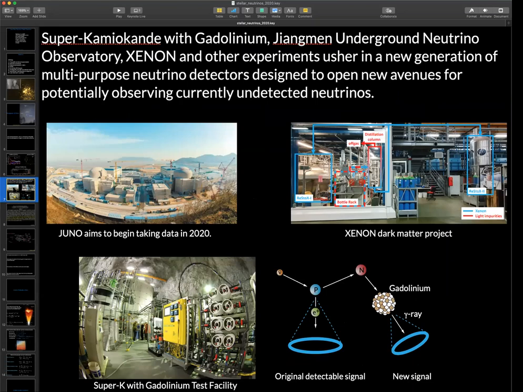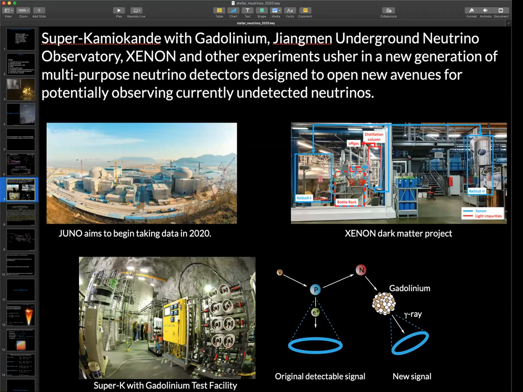In addition to these three well-known cases, there is a whole new generation of detectors coming online. Super-K with gadolinium, JUNO, the Jiangmen Underground Neutrino Observatory, and then you have dark matter experiments like XENON and other ones. These things are going to usher in a new generation of multipurpose neutrino detectors designed to open up avenues for detecting what are currently unobserved neutrinos. There's a shot of JUNO under construction. It's going to begin taking data later this year. Then we have dual purpose dark matter experiments like XENON. And at the bottom, we've got Super-K with Gd, which is an ongoing, now active experiment.